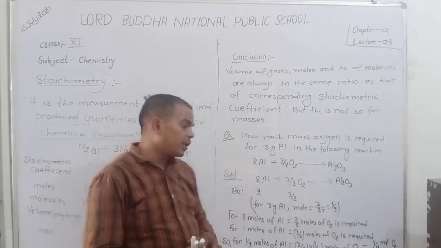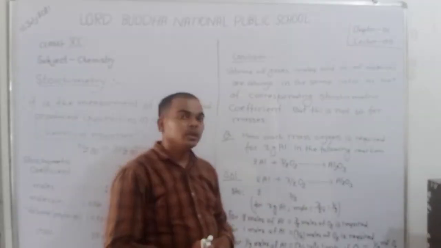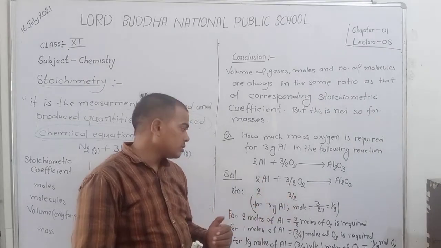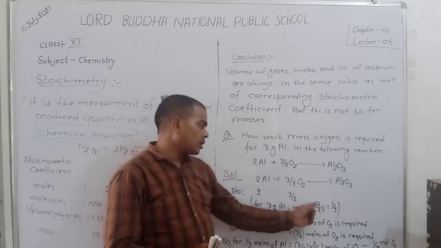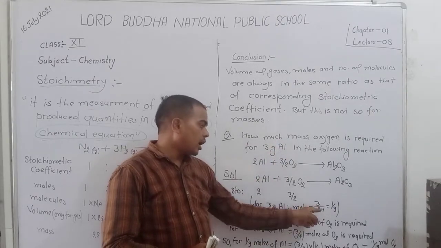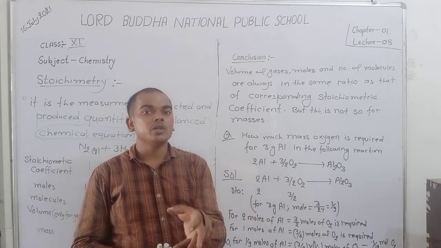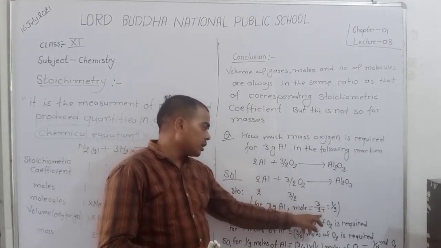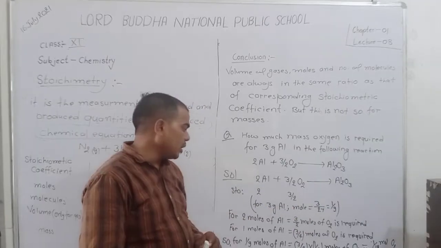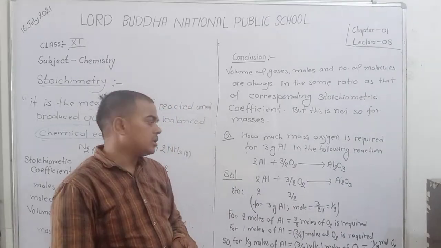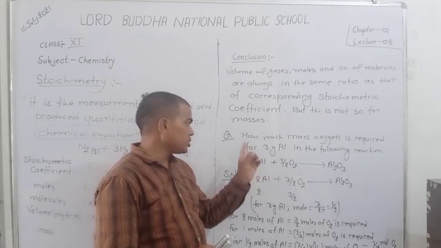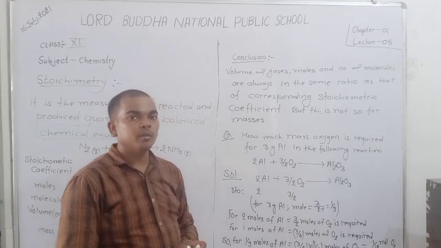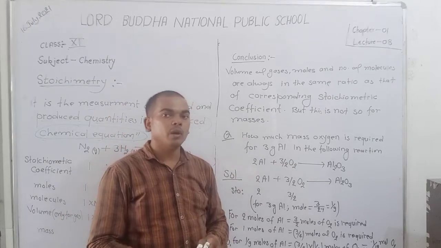Here 3 gram of aluminum is given, so the moles of aluminum equal given mass divided by molar mass. The given mass in the question is 3 gram, and you know that the atomic mass of aluminum is 27. So put 27 here: 3 ones are 3, 3 nines are 27. The value of moles of aluminum is 1/9 in this question. It means the number of moles of aluminum given is 1/9.